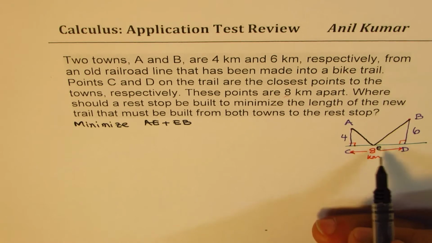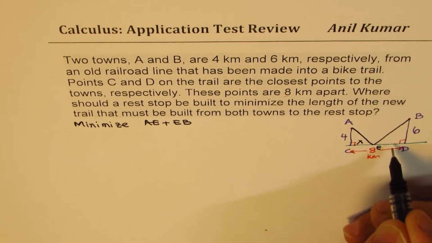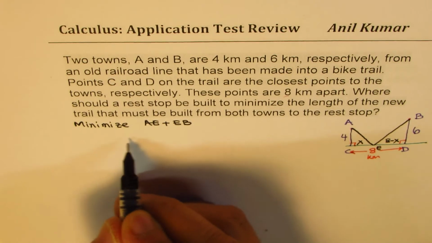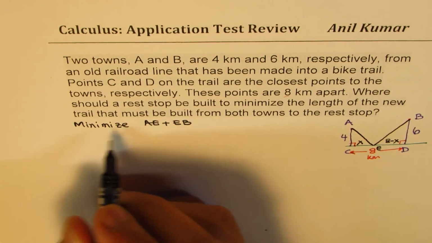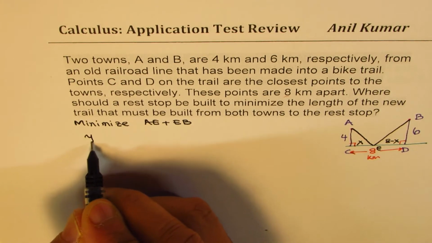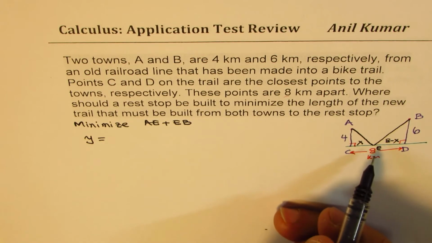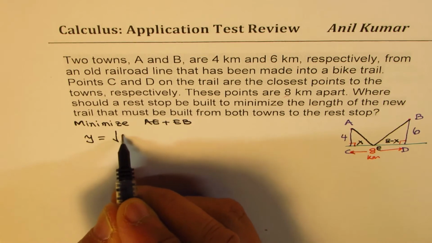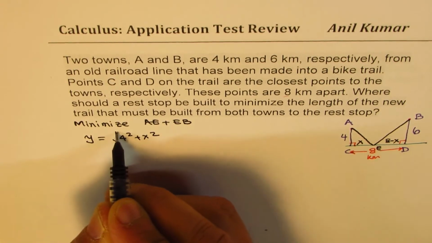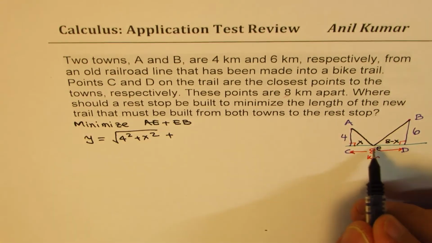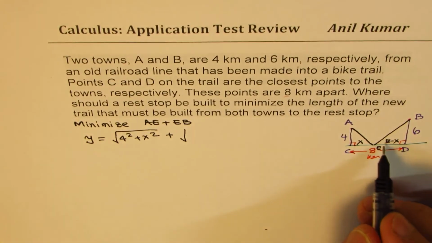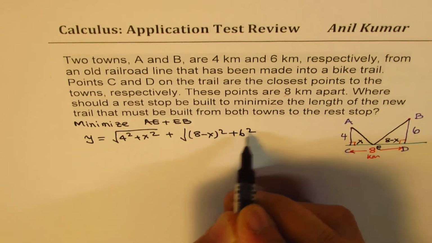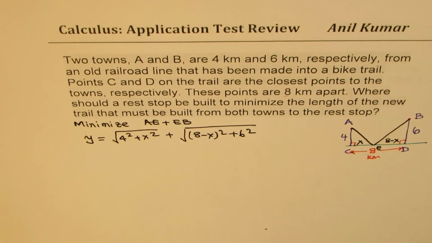So what is AE? To find it, let me say this is x. In that case, the other will be 8 minus x. We'll use the Pythagorean theorem. Let's say y equals, we'll minimize this distance y, which is the square root of 4 squared plus x squared, plus EB, which will be the square root of (8 minus x) whole squared plus 6 squared. That is what we need to minimize.